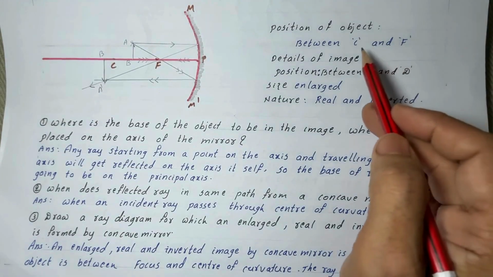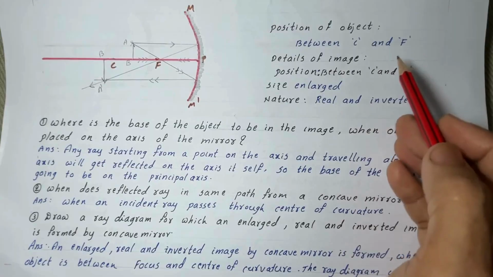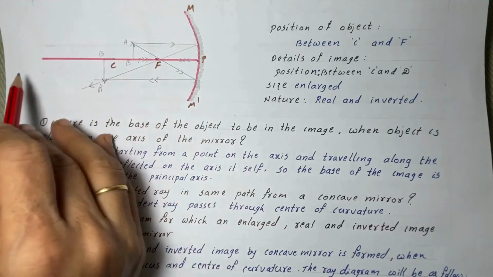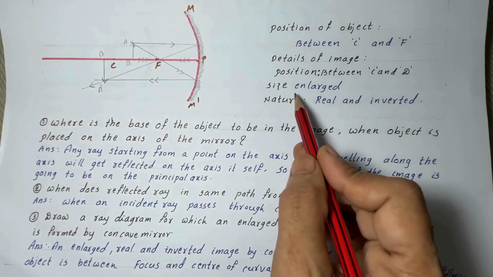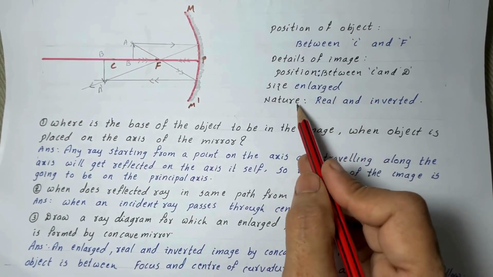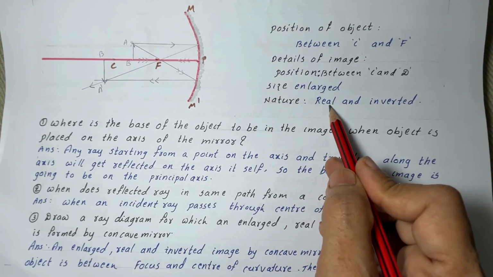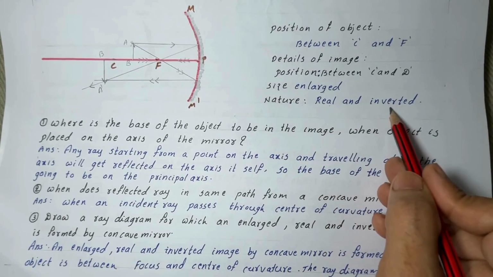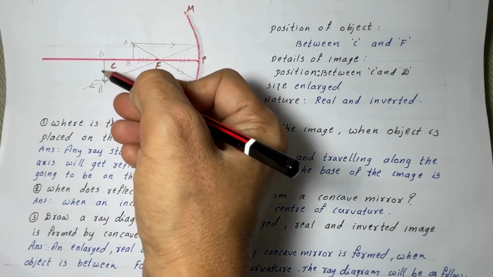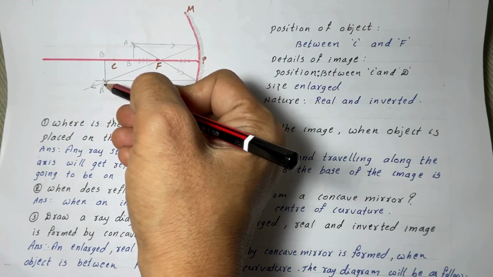And when the object is between C and F, the image is formed between C and infinity, that is behind C, away from the C, and it is one enlarged image, that is a large size image, and its nature is real, which can be caught on the screen, and it is one inverted image which is below the principal axis.